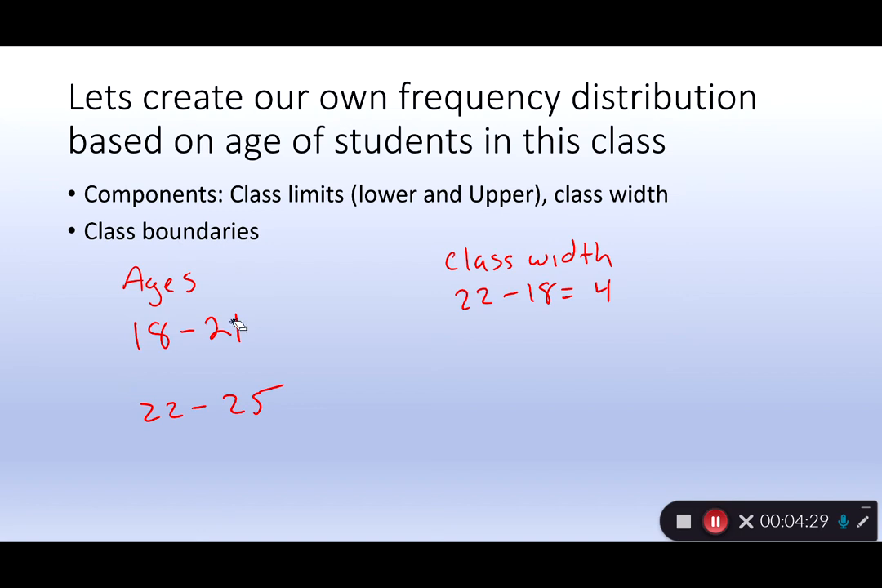So we get, instead of 18 to 21, we add on a decimal, so I can say 17.5 to 21.5. And then the next one would be 21.5 to 25.5. This will avoid any of your frequencies landing on your class boundaries. All right, it will also create no space in between them, so you could make a histogram.